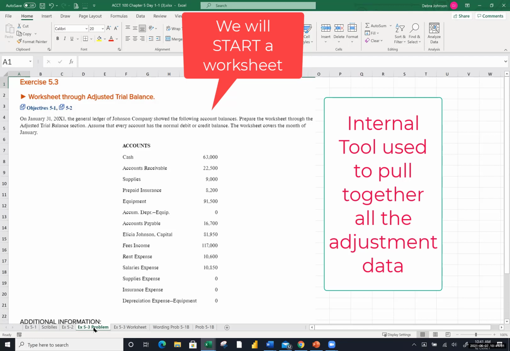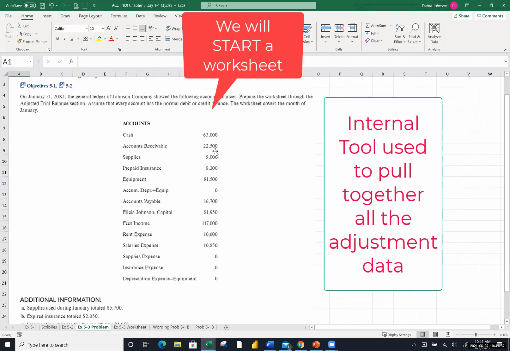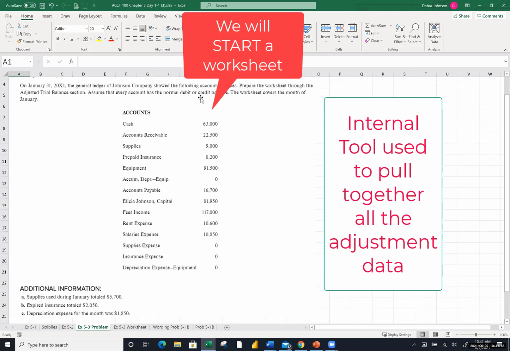Okay, it says on January 31st, the general ledger of Jones & Company showed the following account balances. And here's what they want you to do. Prepare the worksheet through the adjusted trial balance section. Assume that every account has a normal debit or credit balance. This is important. The worksheet covers the month of January. So again, we're talking about 1 month.